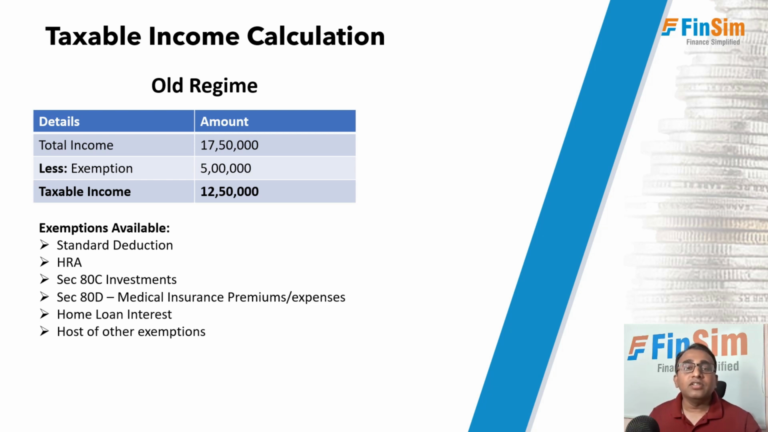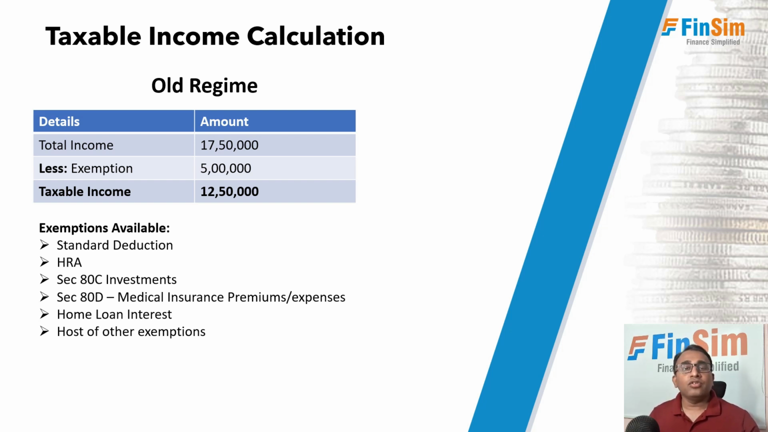First, under the old tax regime, if a taxpayer's total income is around 17.5 lakh rupees, taxpayer can claim multiple exemptions under different categories to arrive at taxable income. In this example, I have considered 5 lakh rupees as exemption to arrive at taxable income of 12.5 lakh rupees.